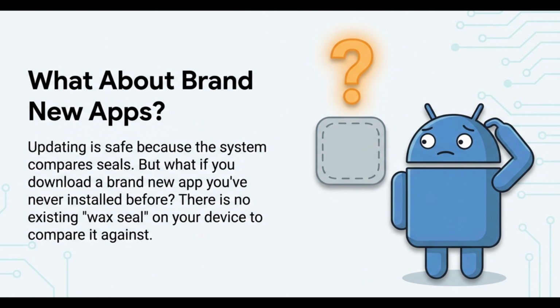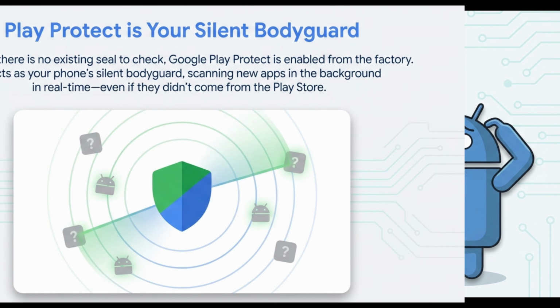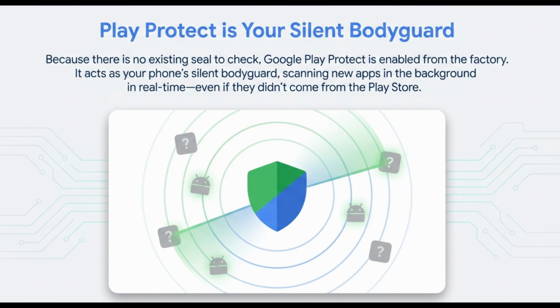But what if you have downloaded a brand new application, an app that you have never installed on your phone before? Because there's no existing wax seal on your device to compare it to, how does Android know that this completely new file isn't hiding any malware? And this is exactly what Google Play Protect was created for. And it's why the service is automatically enabled on your device from the factory.